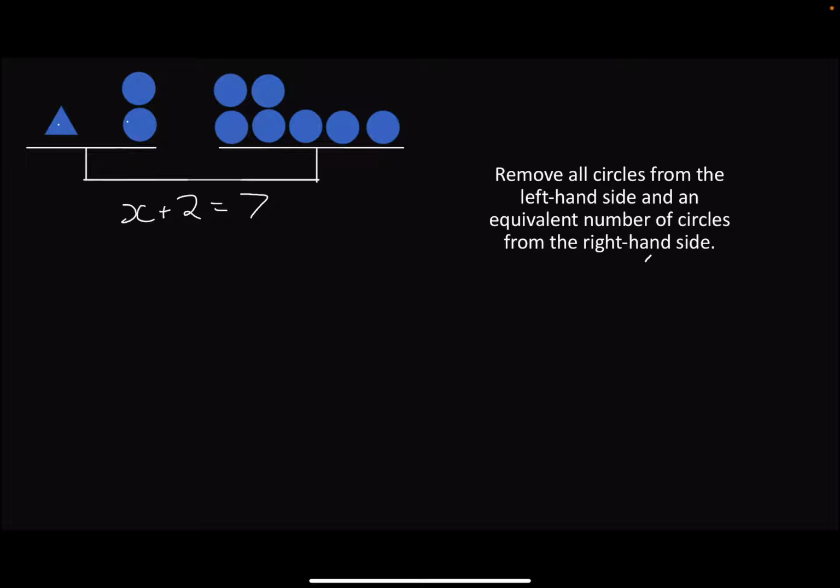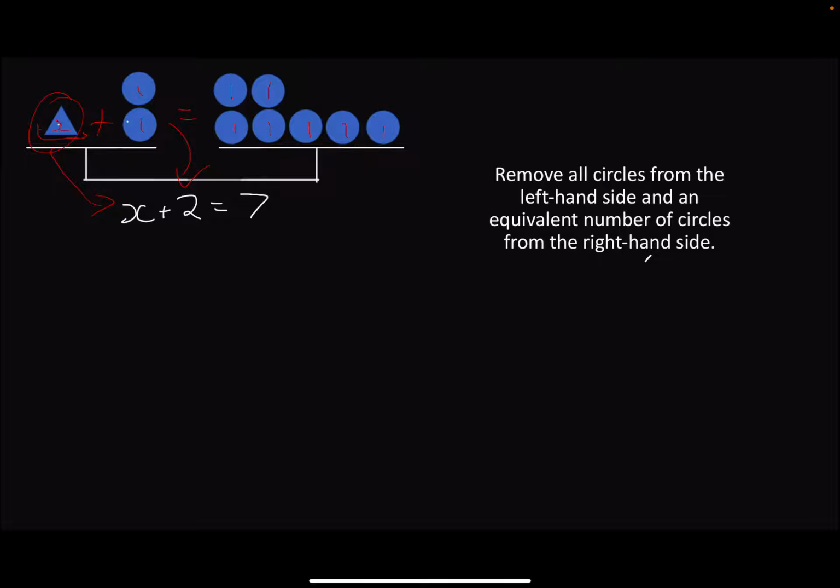Okay, so picture this as being a pan balance or a scale. Again, X is the triangles, and each of these circles is equal to 1 kilogram. And we do not know how much X weighs. So we know that we can write this as X plus 2, because it's on the same side, and then it's going to be equal to 7.